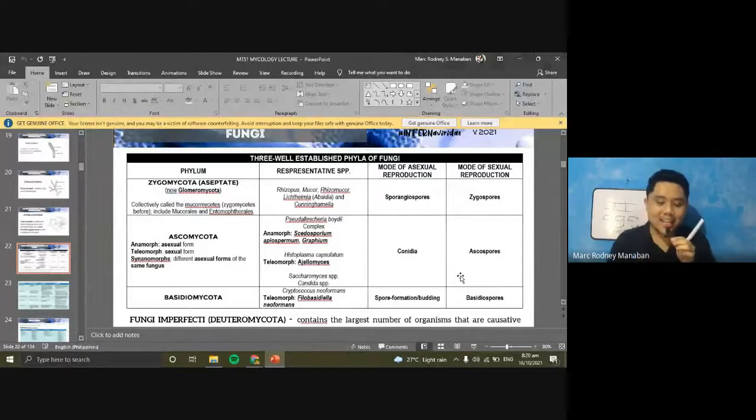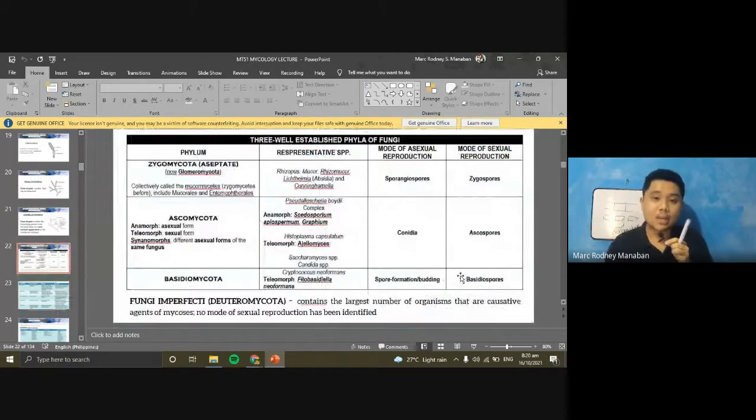Next, you have Basidiomycota. This is the phylum of your Cryptococcus neoformans, for example. The mode of asexual reproduction is budding or spore formation, and for sexual it is the production of basidiospores. And then the last phylum is the fungi imperfecti. These are the fungi that have no sexual stage, or no sexual reproduction has been discovered. It usually contains the largest number of organisms that cause mycosis in humans. Again, no mode of sexual reproduction has been identified. Fungi imperfecti, or your Deuteromycota.